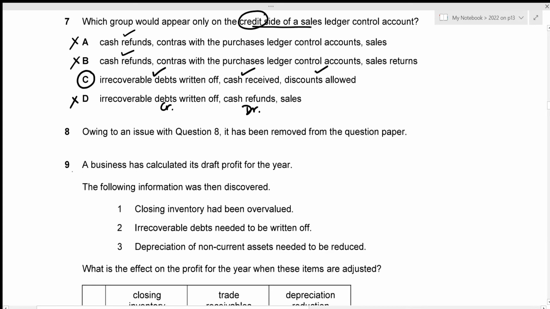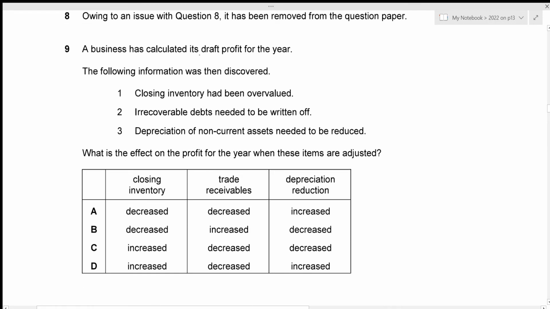As we can see, this question has been removed, so now we will move towards question number 9. A business has calculated its draft profit for the year, and the following information was then discovered. And we are asked to figure out the effect on the profit for the year when these items are adjusted. So the very first information we're given is that the closing inventory had been overvalued. So we know that closing inventory is something that we add when trying to figure out the profit for the year. And if it had been overvalued, we need to reduce its value, right? So that's a negative. And positive and a negative results in a negative, which means that our error in the closing inventory will now reduce the profit for the year. So that is a decrease, which is given in A and B.